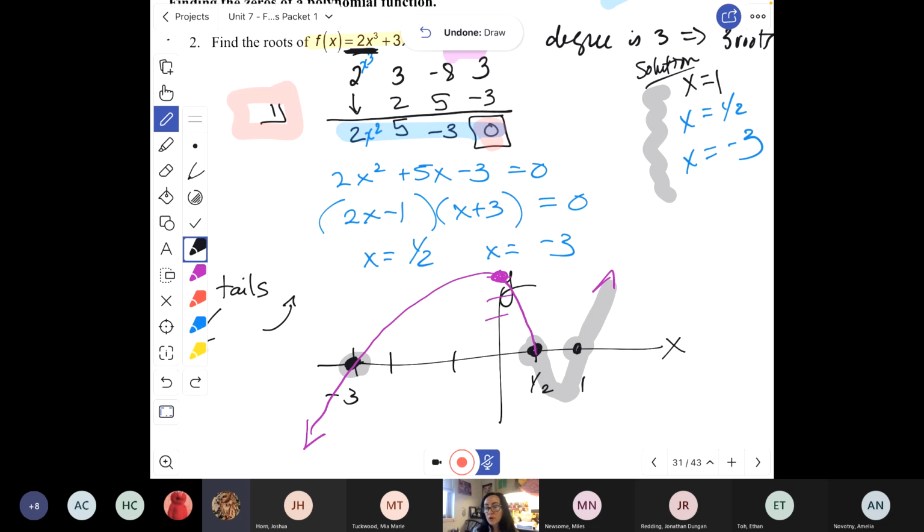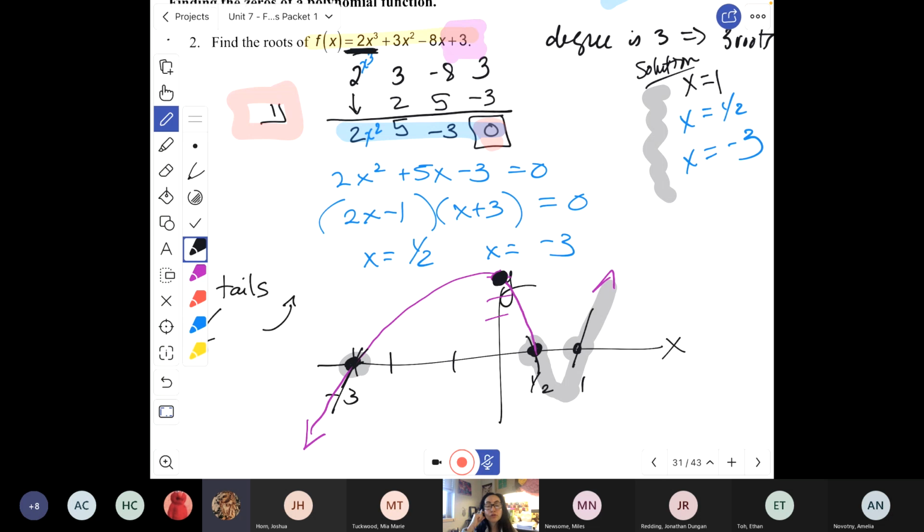So what am I looking for on the test? I'm looking for that you know the right tail goes up, the left tail goes down. I know we're passing through the x-axis at each of those roots because the multiplicity is 1. I can see the y-intercept. So this is a good sketch of the graph. This works fine for me.